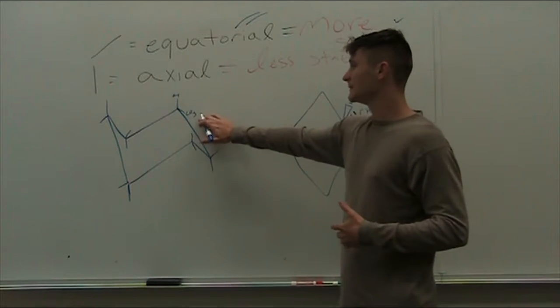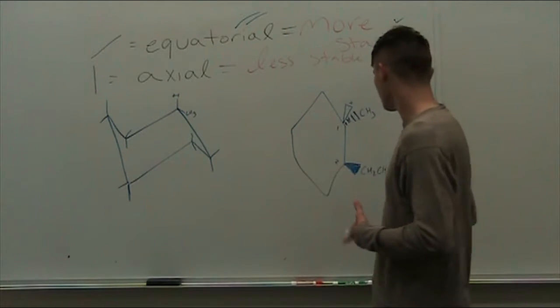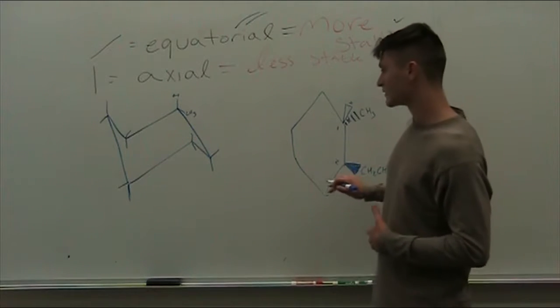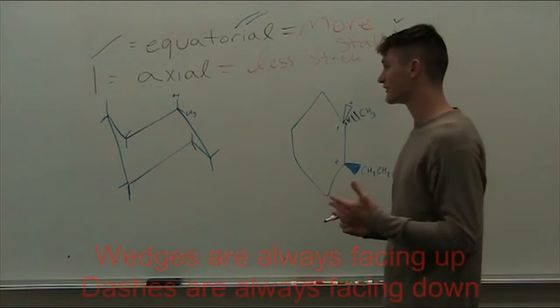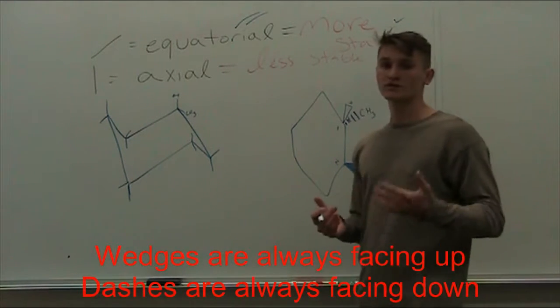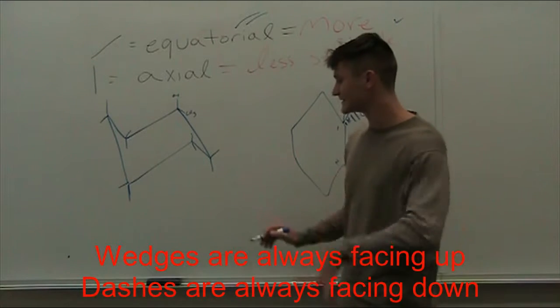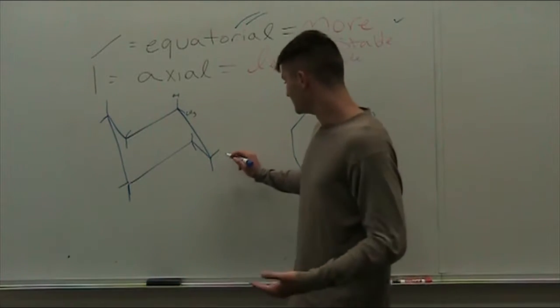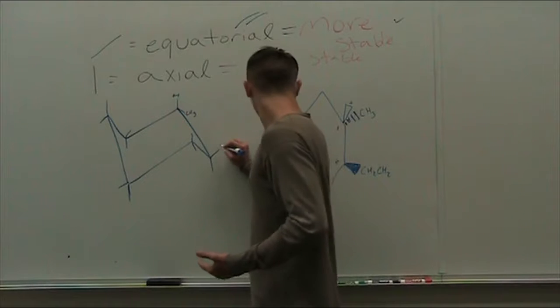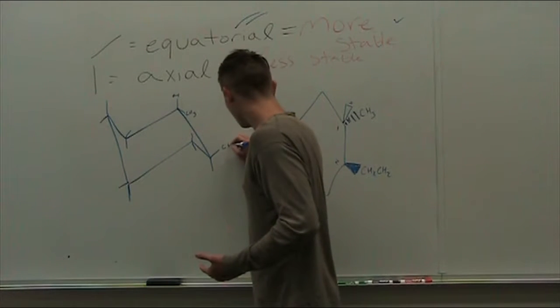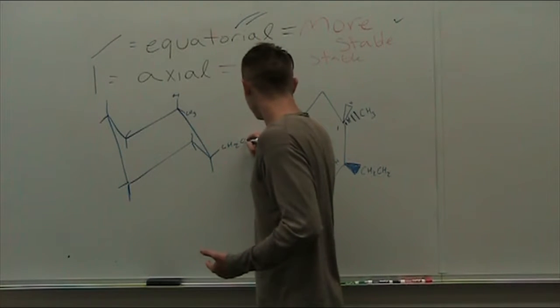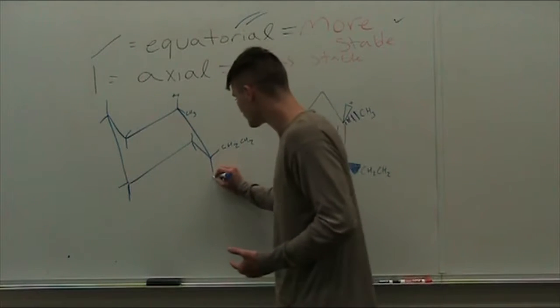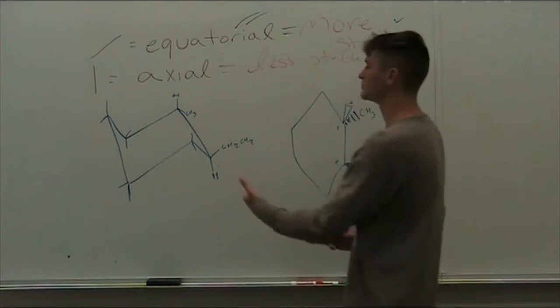And then our methyl group is on the equatorial, which is more stable. Right here is our ethyl group. So that's in a wedge, and wedges want to face where? Wedges want to face up. So our axial is facing down, our equatorial is facing up. So we're going to put our ethyl group right here, and a hydrogen right here. So is that the most stable?